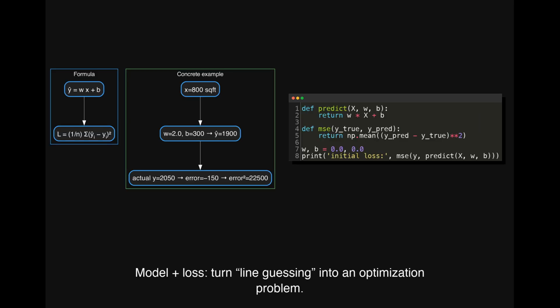Step 3. Define the model and the learning objective. Model: y-hat equals W times X plus B. Input: a specific apartment size X. Output: predicted rent. Learning means choosing W and B to minimize average squared error. L equals 1/n times the sum of (y-hat minus y) squared. Squaring punishes big misses.